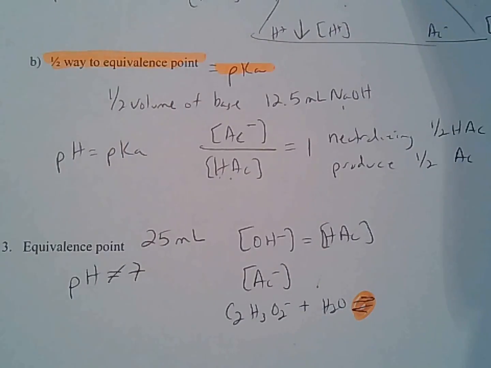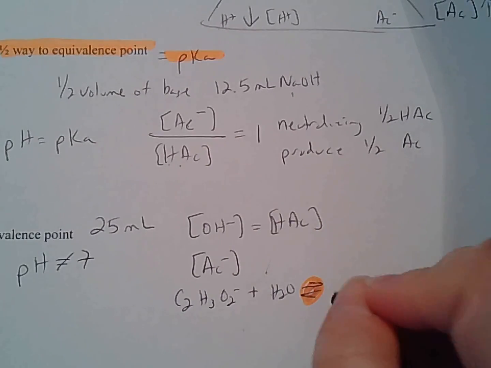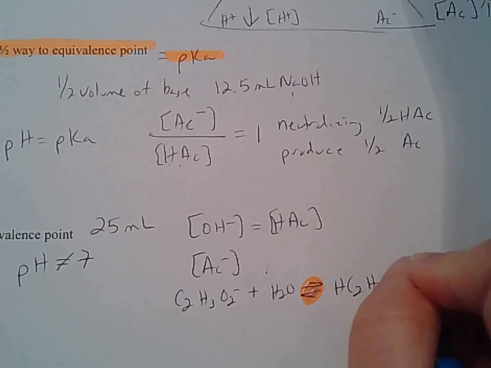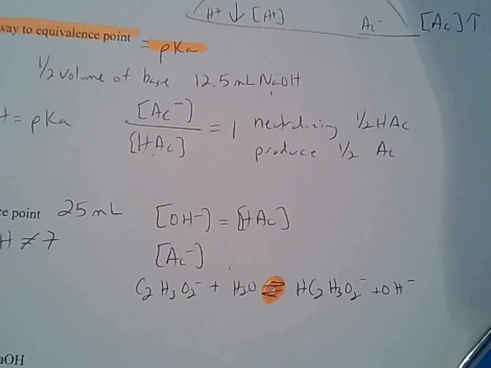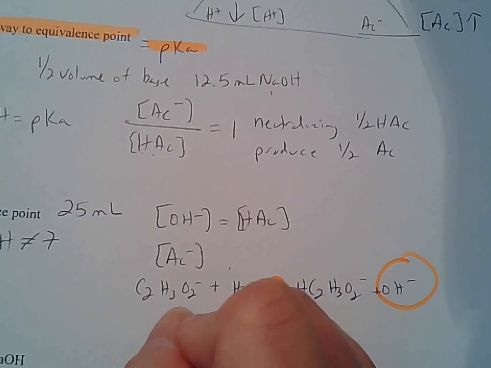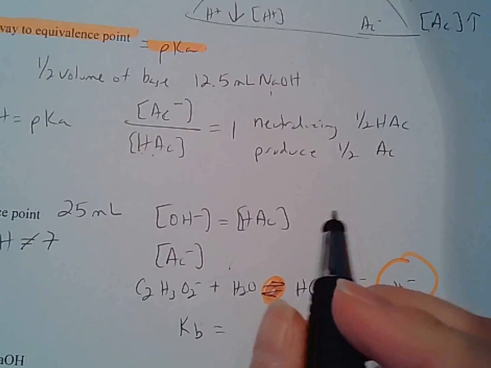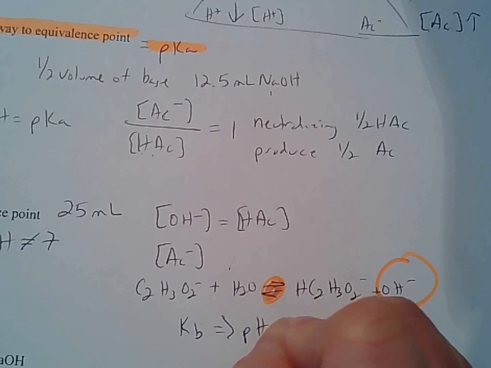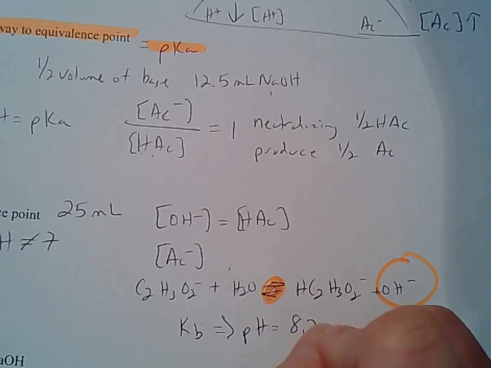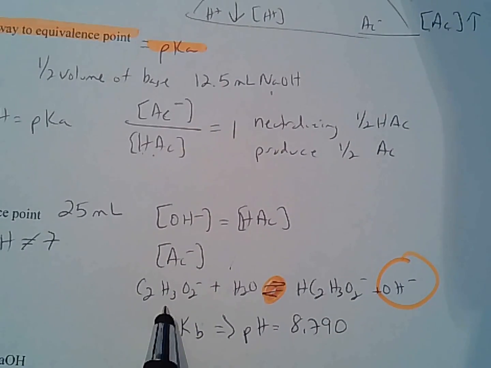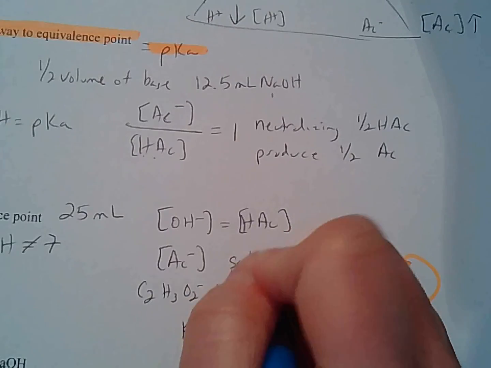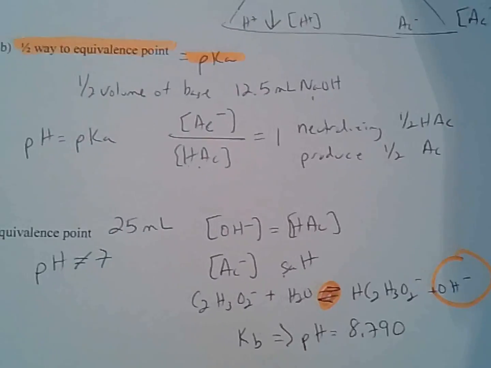So therefore, I have a Ka to look up or a Kb to look up. In this case, it is a Kb because I produce hydroxide ion. So I would look up a Kb and I would then find the pH that way. So the pH for this one happens to be 8.790. Again, you would have to look up the Kb value of acetate. And this is now the salt component of this titration.